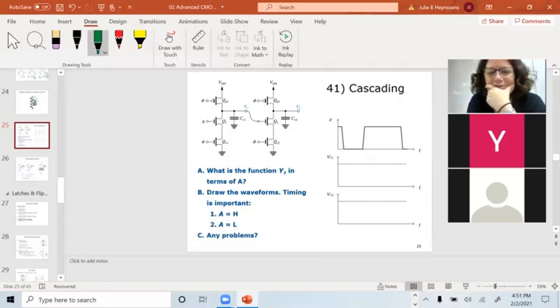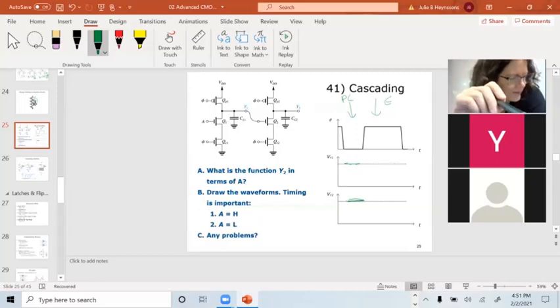Okay, so phi goes low. Remember, when phi is low, we're in pre-charge. When phi is high, we're in evaluate. So during the pre-charge cycle, my output's going to be high, and it's going to be high on both of these. Now I go into evaluate right here.